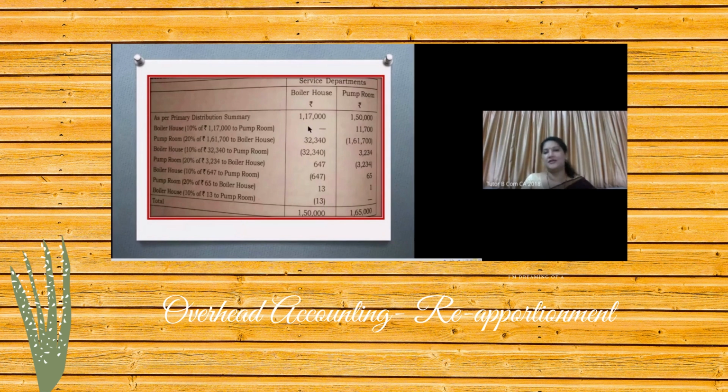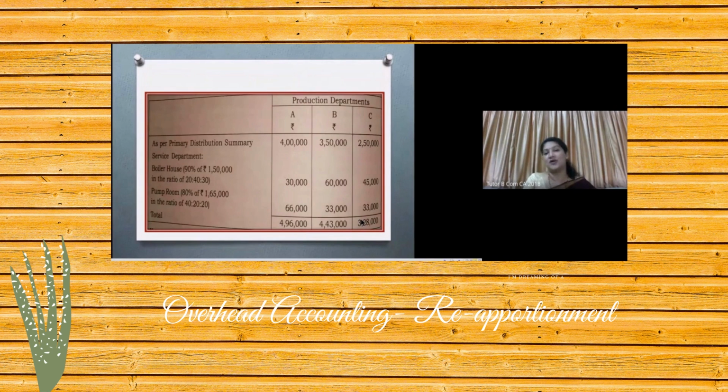We took the total. Initially, as per primary distribution summary, it was 1,17,000. Then we add all shared, which comes to 1,50,000. In case of pump room, we add all shared expense, which comes to 1,65,000. Finally, the shared one, which comes to 1,65,000, is taken to the next stage called the primary distribution summary. Again, reapportioned with the expense of service department.